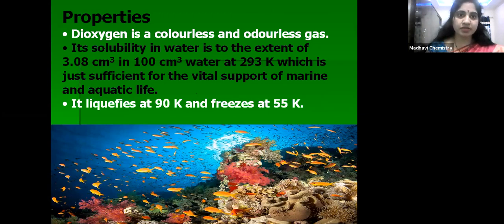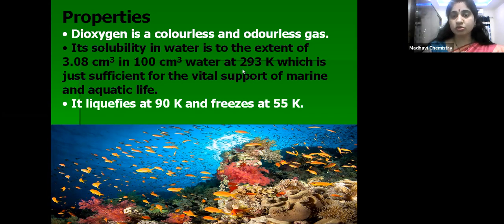Now coming to the properties of oxygen. We know that dioxygen is a colorless, odorless gas. Its solubility in water is to the extent of 3.08 centimeter cube in 100 centimeter cube of water at 293 Kelvin, which is just sufficient for the vital support of marine and aquatic life. Okay children, in 100 centimeter cube volume of water, 3.08 centimeter cube of oxygen can dissolve at 293 Kelvin.